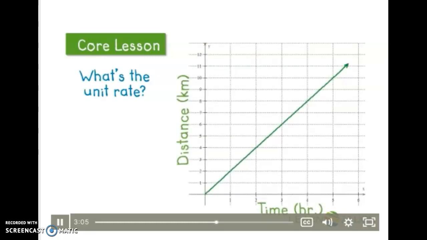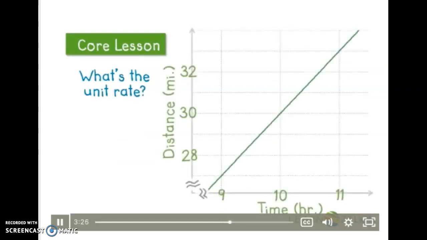What's the unit rate for this proportional relationship? Well, in this case, the fastest way is just to find 1 on the x-axis and see that 1 hour corresponds to 2 kilometers. So the answer would be 2 kilometers per hour.